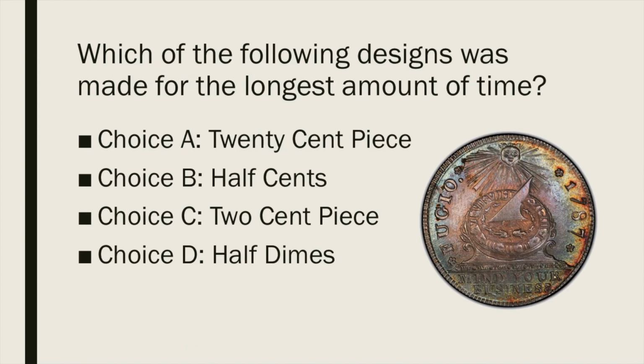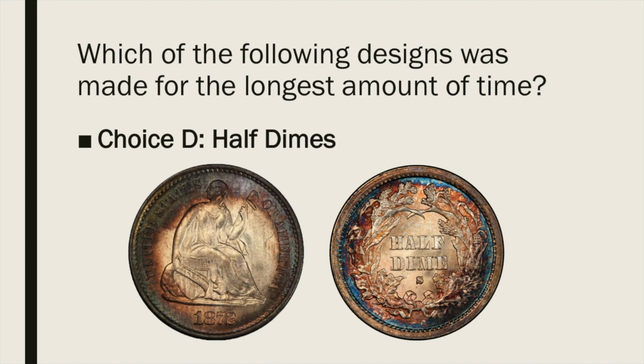Which of the following designs was made for the longest amount of time? The coin is unrelated, that's a Fugio cent, but our choices are the 20-cent piece, the half-cent, the 2-cent piece, and the half-dime. And our answer is choice D, the half-dime. It's a cool coin, but the other ones were just minted for a smaller amount of time, half-dimes starting in 1792, and I think they ended in 1873, though I don't exactly know.